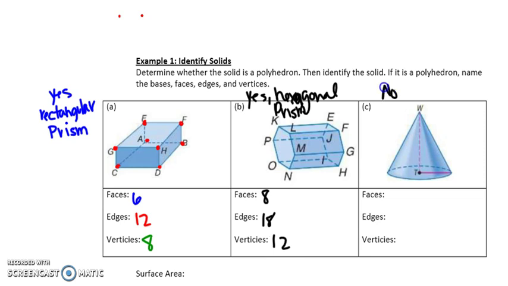Cone, not a polyhedron because it's got that curved edge. And then we have one face. It is the bottom here. It's a flat surface, so that's one face. We don't have any edges because there's no straight lines meeting there. And we have one vertex point up here at the top. So one there, and this was a cone if we were naming it.